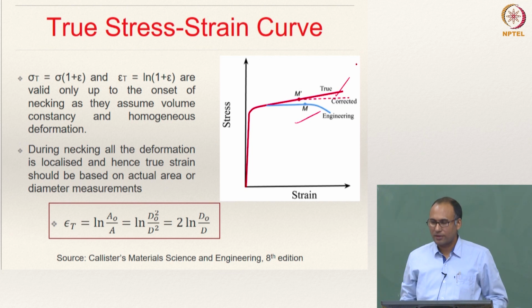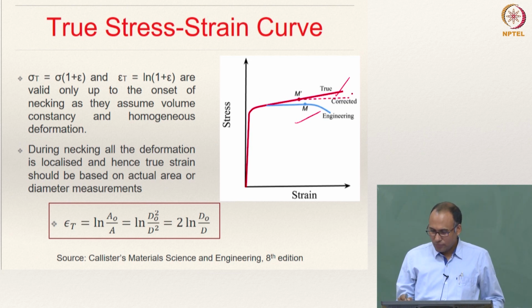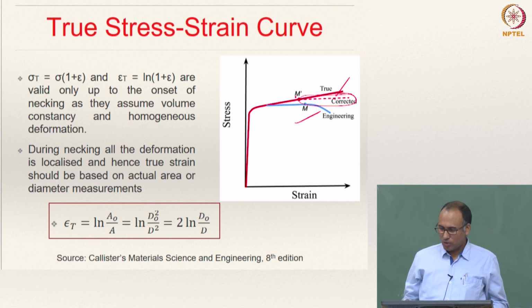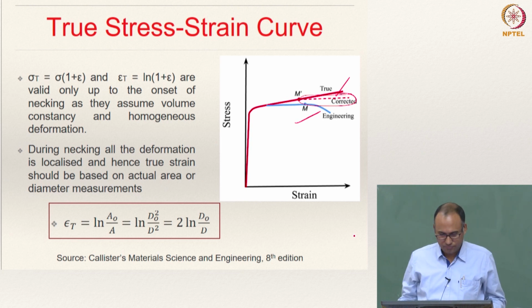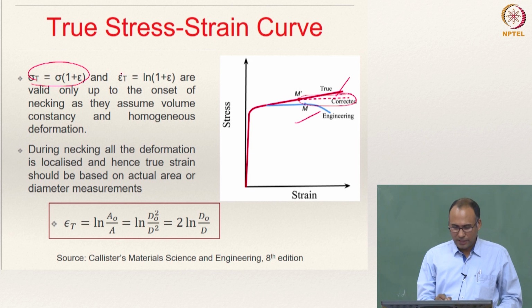You can see that the red one is your true stress strain curve. For the time being, forget about this dashed line. That is something called Bridgman correction. We will talk about it in a moment, but for the time being, don't think about it. You are only going to focus on the solid blue line and solid red line. So the solid red line is your true stress strain curve. Okay, and we have now shown the relations between true stress and engineering stress, and true strain and engineering strain.